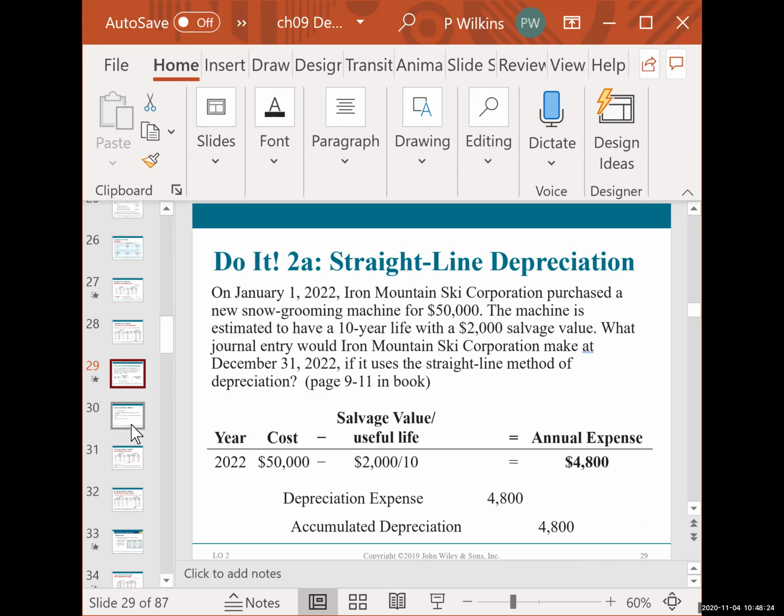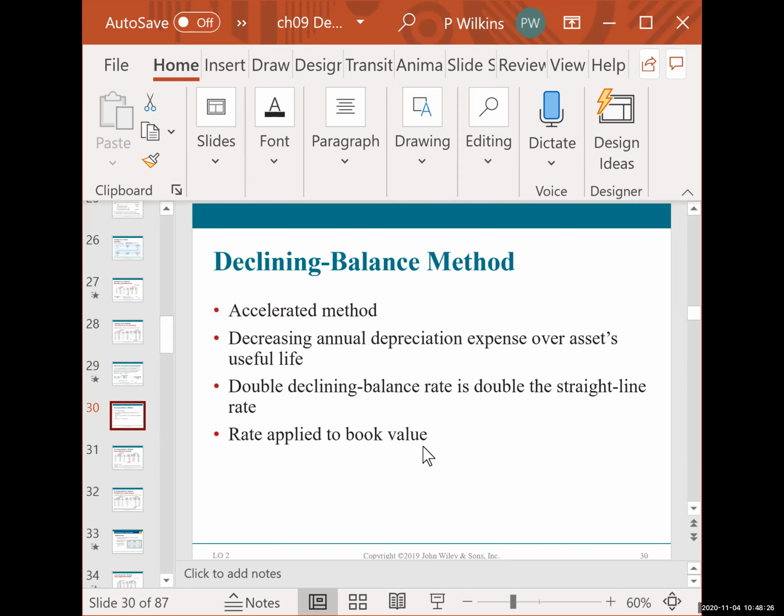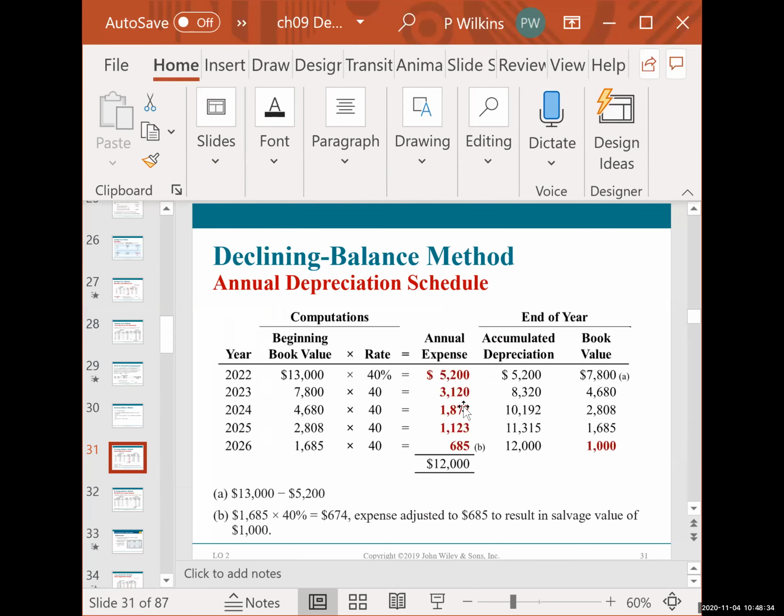Okay. Now, this is the one that you don't need to remember. This is one where we're just showing you the idea behind it. So with declining balance, what happens is that they recalculate the depreciation amount every time they do depreciation, and they use the new book value as the basis for their calculation. So here it started at $13,000. They figured their depreciation rate was 40%, right?